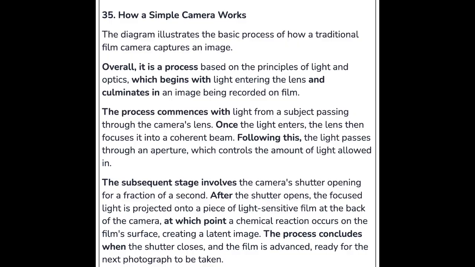Following this, the light passes through an aperture, which controls the amount of light allowed in. The subsequent stage involves the camera's shutter opening for a fraction of a second. After the shutter opens, the focused light is projected onto a piece of light-sensitive film at the back of the camera, at which point a chemical reaction occurs on the film surface, creating a latent image. The process concludes when the shutter closes, and the film is advanced, ready for the next photograph to be taken.